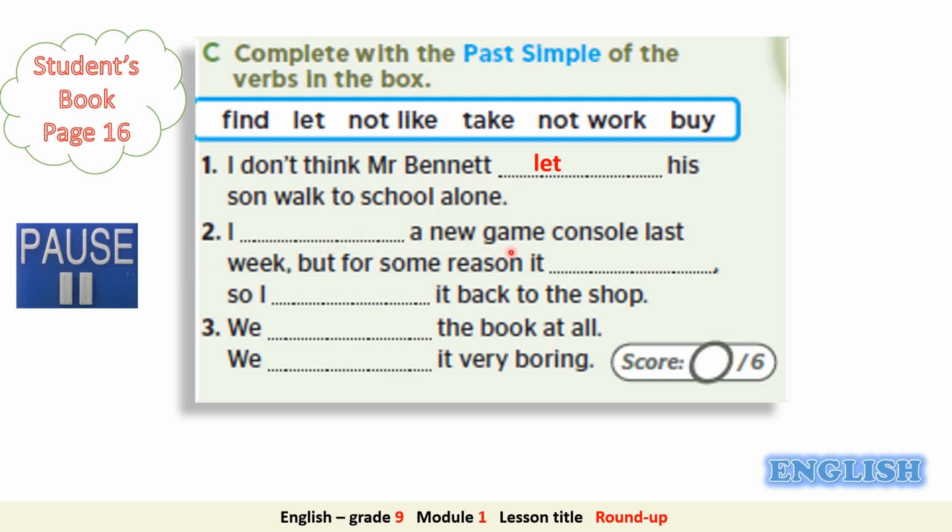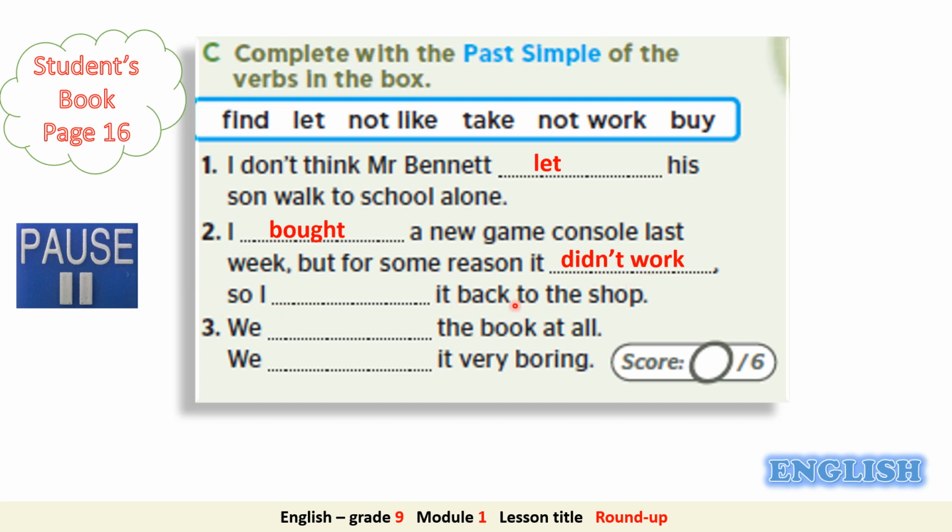"I a new game console last week, but for some reason it." Okay. Now let's do the first part. "A new game console last week." What do you think? Excellent. I bought, because we have last week. But for some reason it. Very good. It didn't work. So we use the negative form of the past verb, which is using didn't plus the past form.